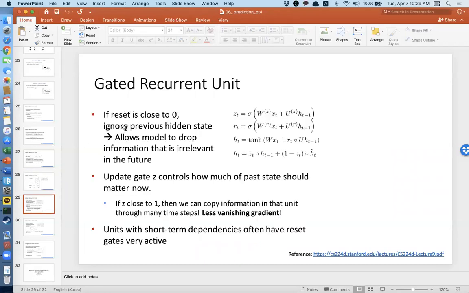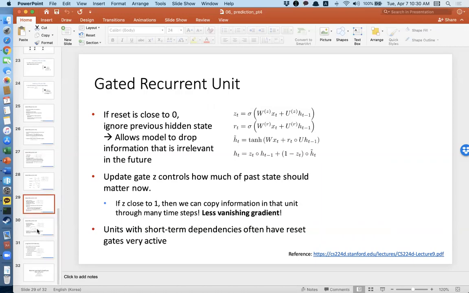All right, so yeah, this is just repeating what I said. If the reset gate is close to zero, then you're ignoring the previous hidden layer. If z is close to one, you're just copying the previous value. If z is close to zero, you're using the new value. And if z is close to one, because you're copying the previous content, there's less vanishing gradient, since you're simply copying the previous value. So you forget less about previous information.